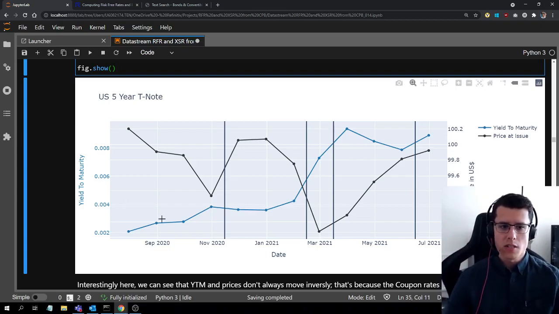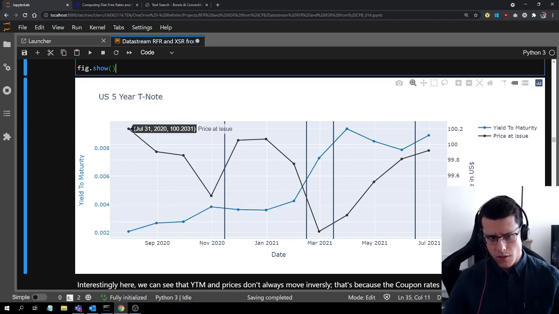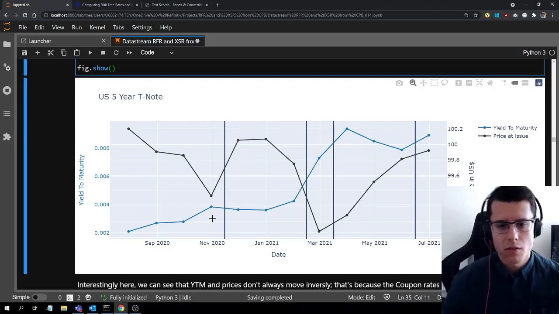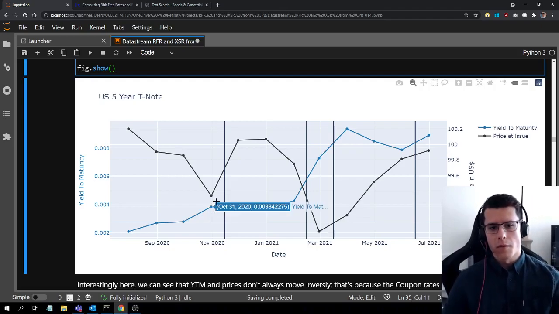These are yield to maturities in blue and the price at issue in black. Something that caught my eye when I plotted this was the fact that, if you look at these 4 data points, as price goes down, yield goes up, which is exactly what we expect. Fine. This happens here as well. It happens all the way up until here.